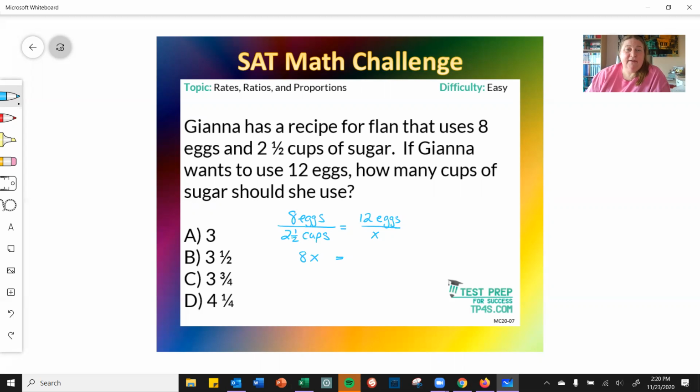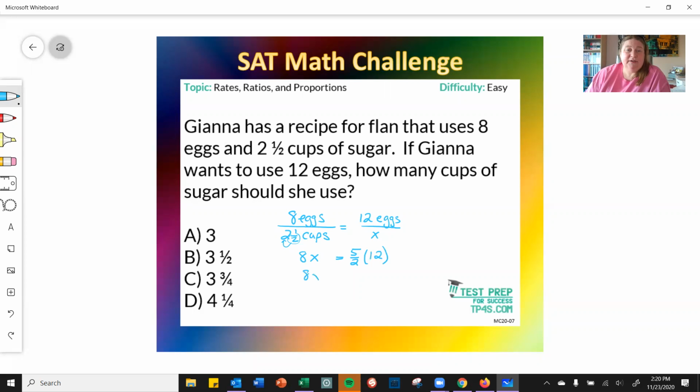The way I change it to 5/2 is I take the denominator of 2, and I multiply it by the number in front. 2 times 2 is 4, and then I add it to the 1. 4 plus 1 is 5. I'm going to end up with 5/2, and I'll write that instead of 2 1/2. And remember, we're cross multiplying. 8 times x equals 5/2 times 12. So I'll put my 12 over here.